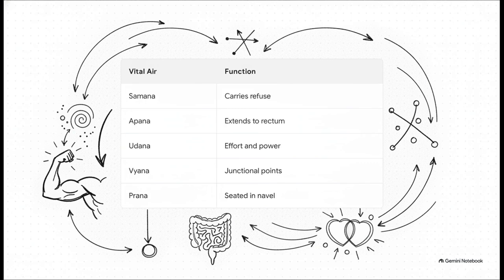What's just so brilliant here is how these ancient thinkers systematically deconstructed human biology into a system of 5 vital airs. First up, we've got Samana and Apana, and they manage the refuse of the body down in the intestines and rectum. Then there's Udana, which is all about effort, exertion, and physical power. Next is Vyana, operating at all the junctional points of your system. And finally, Prana, which is seated right at the navel and heart, interacting with all the other airs.